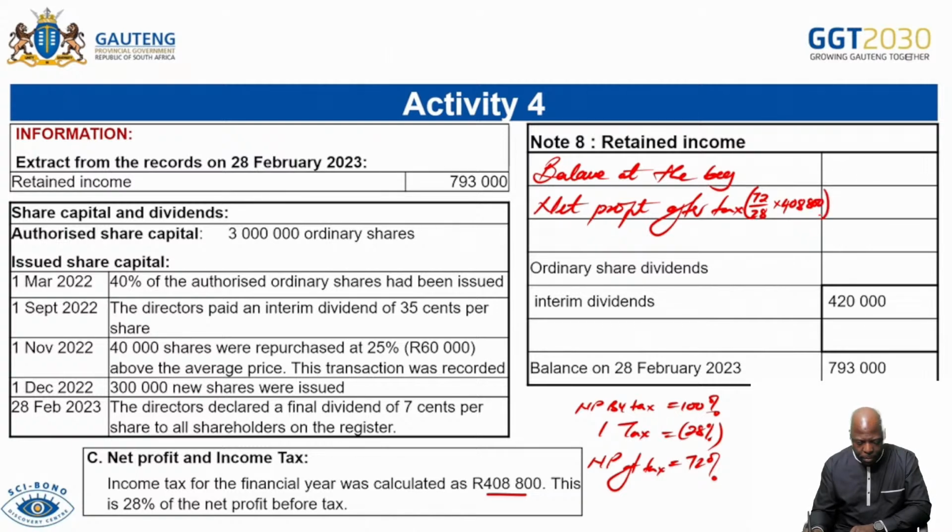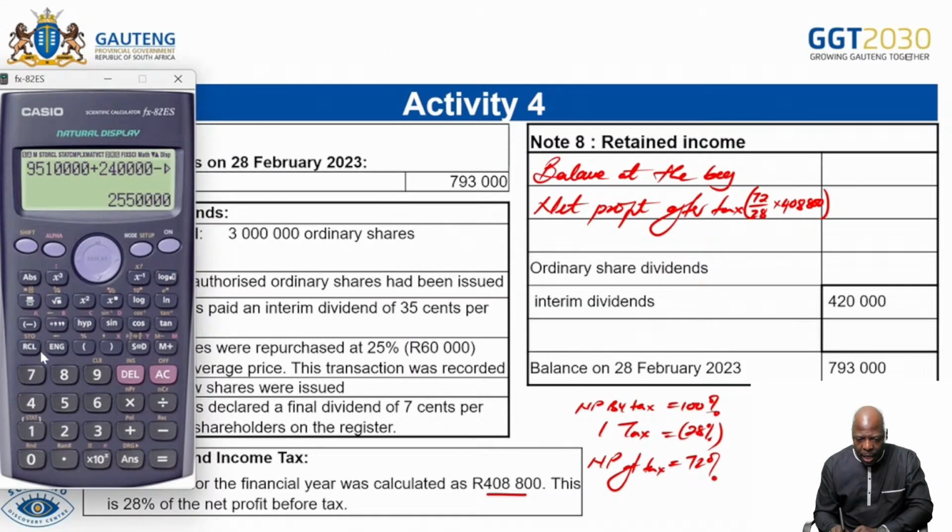408,800. Close the bracket. All right. And then if I do that, I'm saying what I want is 72, and what I have is 28. And I multiply that by 408,800.